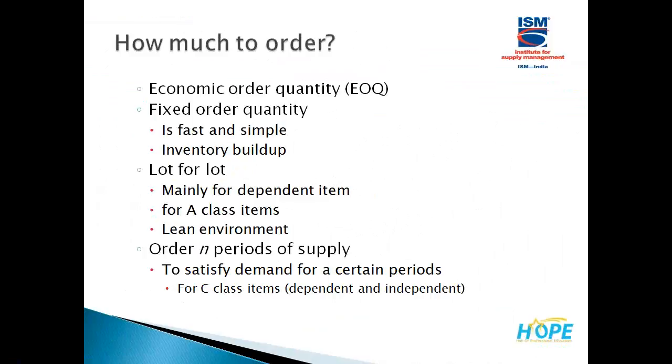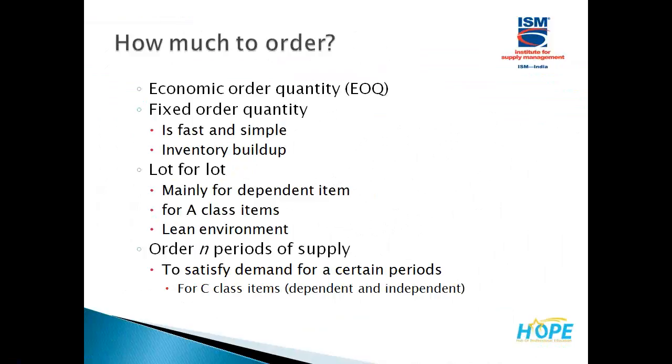And generally people are using it for A-class items because if I am not using lot for lot, I can use the fixed order quantity for A-class items. Then there is inventory buildup, and when you are purchasing A-class items in fixed order quantity, you are investing a lot of money in the inventory. To avoid that scenario, you can use lot for lot for A-class items. Or otherwise, if we are working in a just in time or lean environment, then we can use lot for lot.